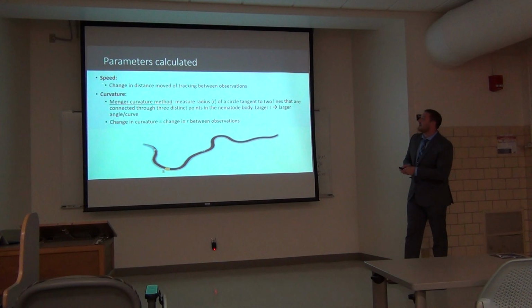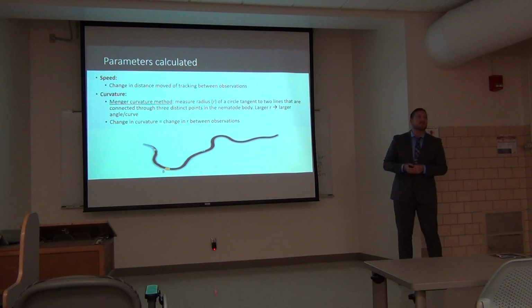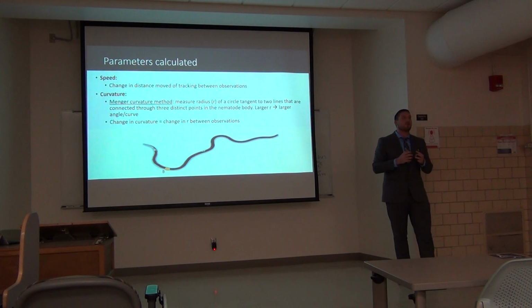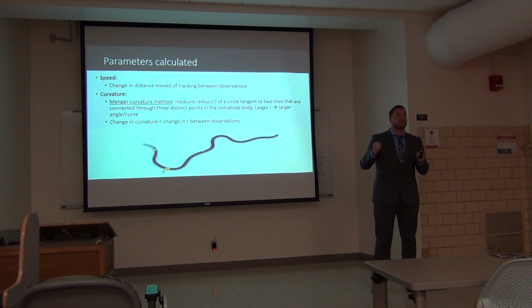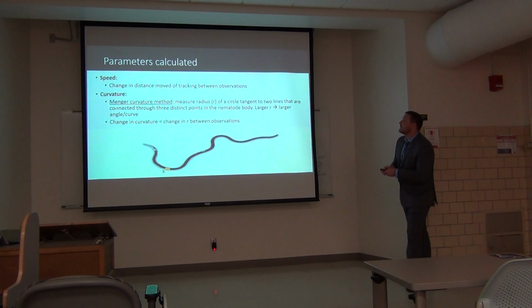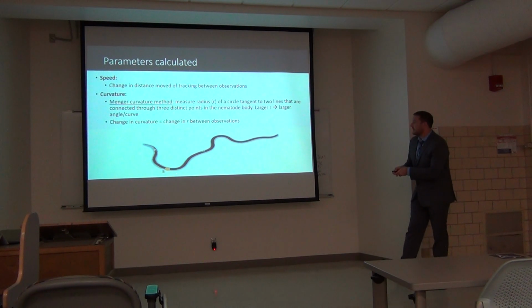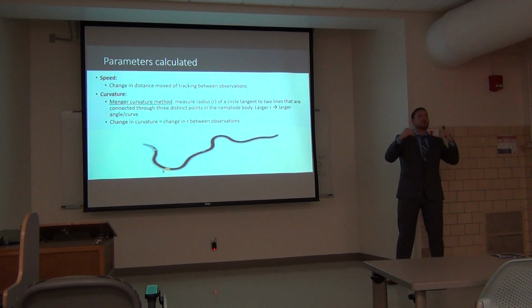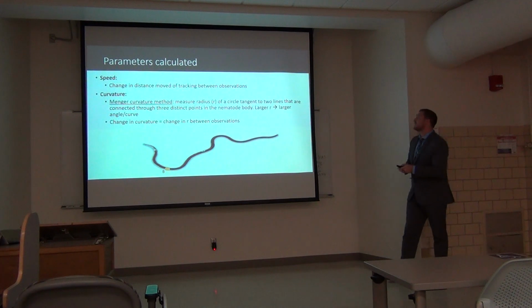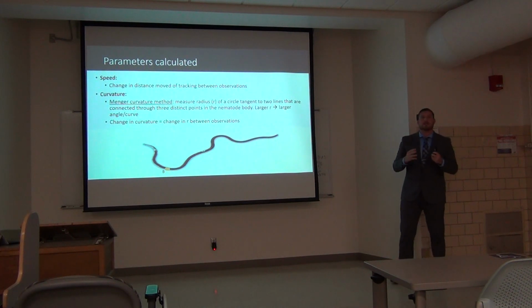The first parameter is speed, and this is just the change in distance of a tracking point between one time observation and the next. The next is curvature, and this is a little bit complex. Using the measure curvature method, it measures the radius of a circle of a given point of interest that is tangent to 2 lines coming out of that point of interest. The larger the radius means the larger the curve.